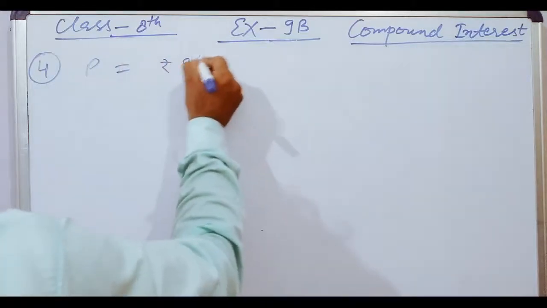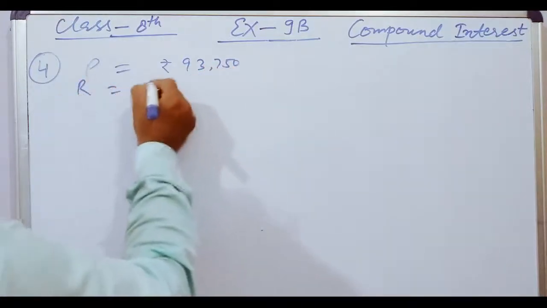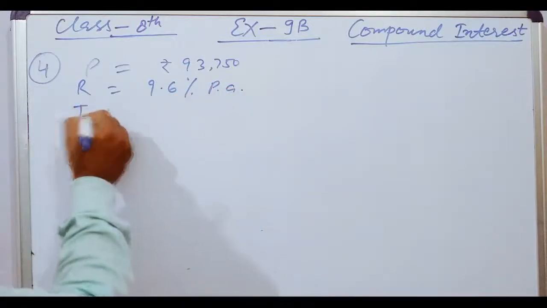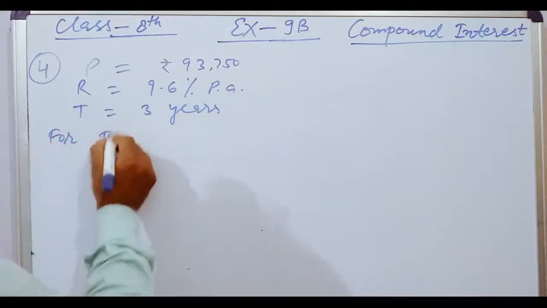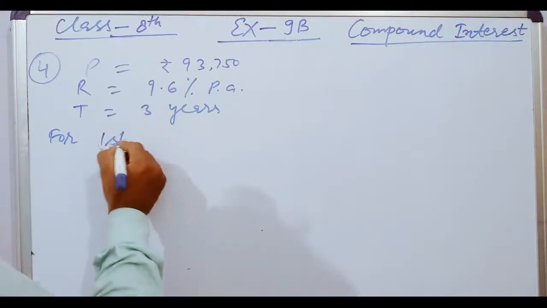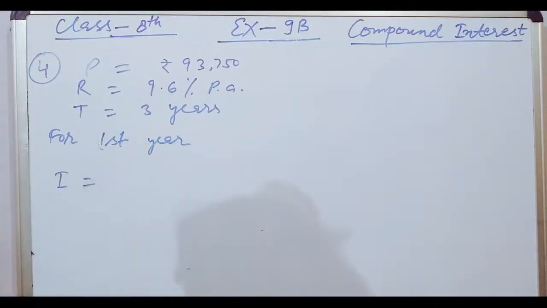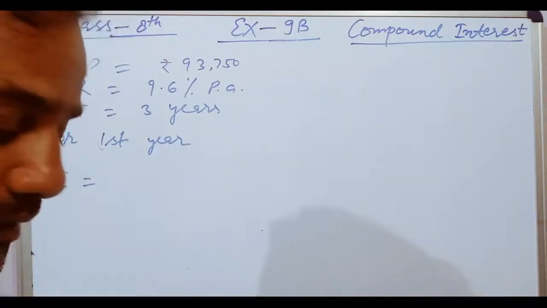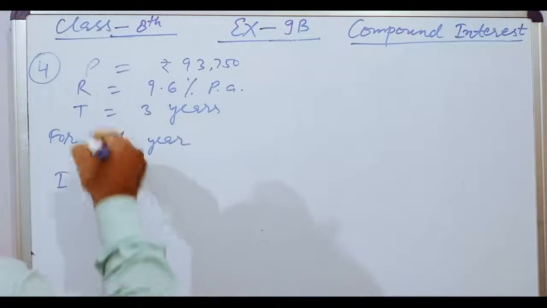So principal equals rupees 93,750. Our rate is 9.6% per annum. Time is 3 years. For the first year, we will find the interest, because it is asking for the amount standing to her credit at the end of the second year. So first we will find the interest for the first year.